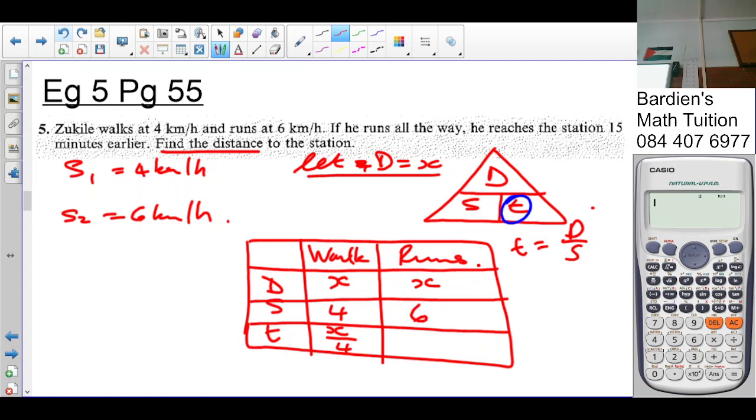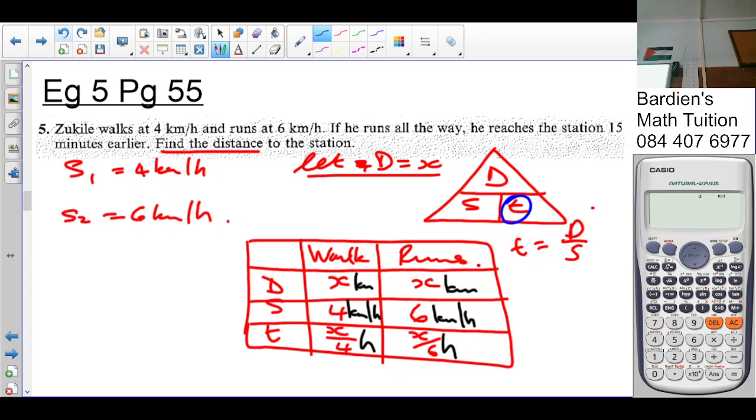If he walks, it will take so much time. If he runs, x over 6. You all agree with that? And is this time represented in hours or minutes? Hours. Don't forget that's hours. And this here? Kilometers per hour. And this is kilometers, of course.